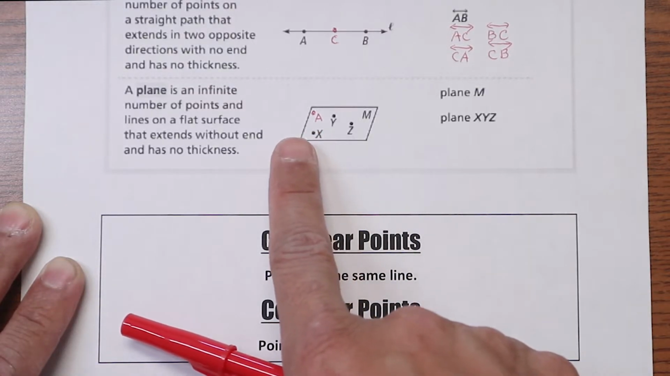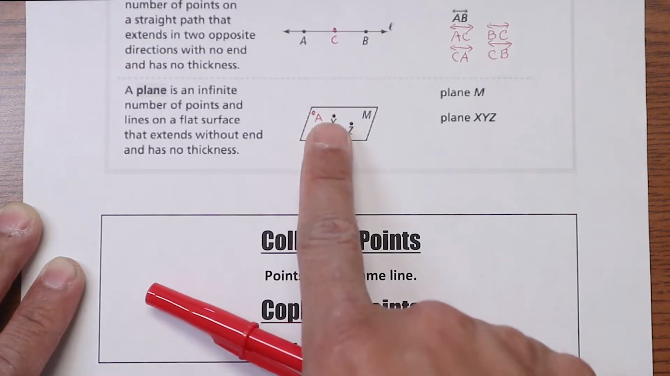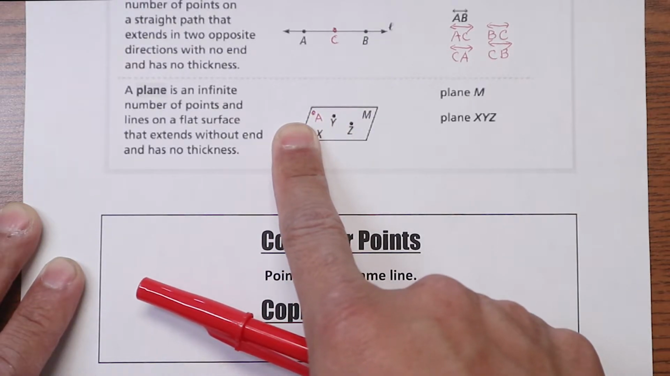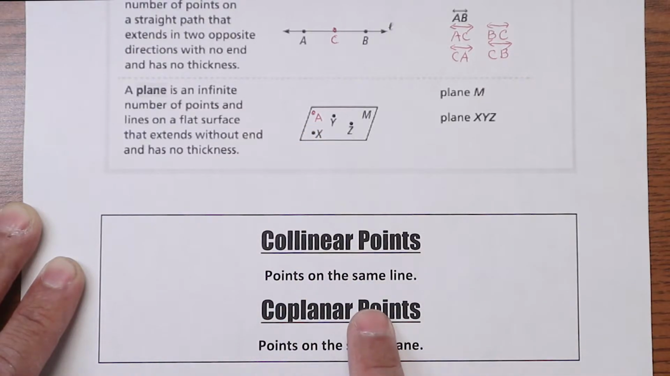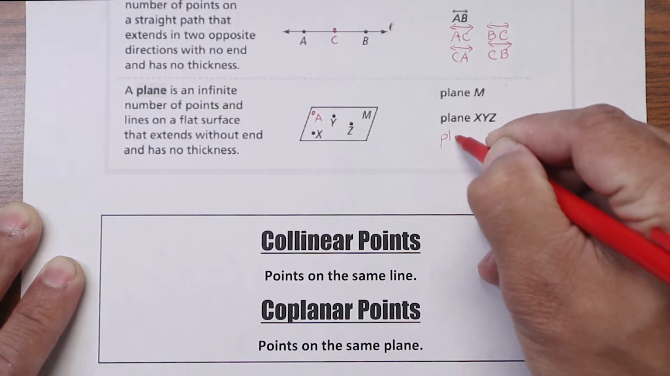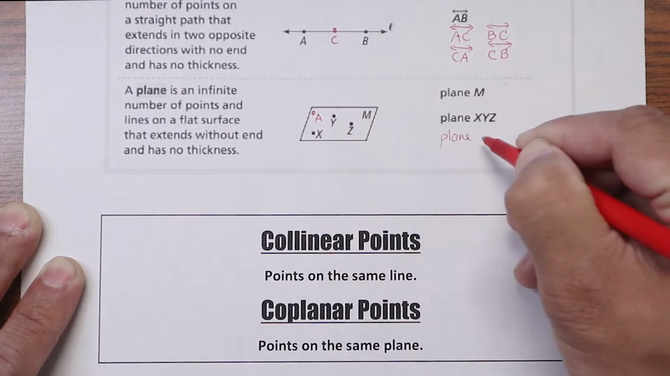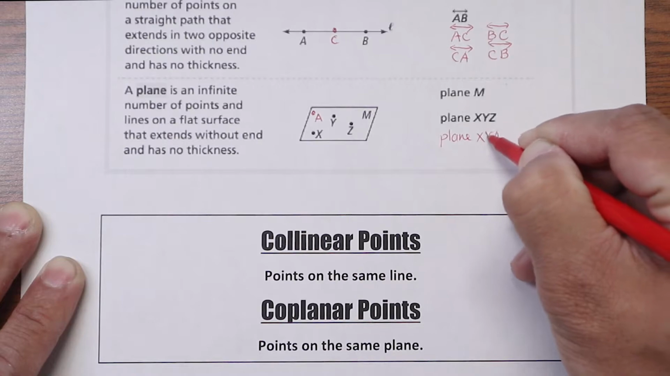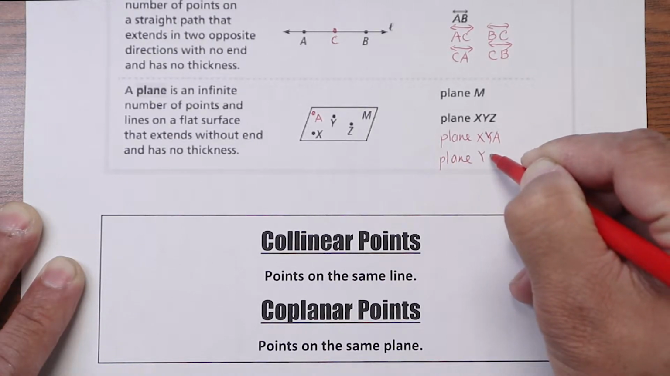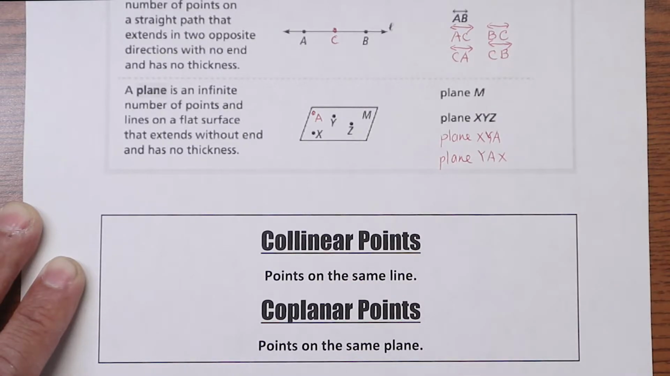And for coplanar points, there are points on the same plane, okay? So in other words, we're going to say point X, point Y, point Z, and point A are on the same plane, and therefore they're called coplanar points, okay? So likewise, we talked about this earlier. We don't have to name it by X, Y, Z, but we could say that's X, Y, A. We're going to say this is plane Y, A, X. There's a lot of ways to name a plane, but you always need 3 points to name a plane.